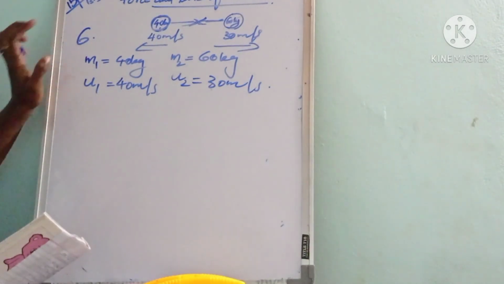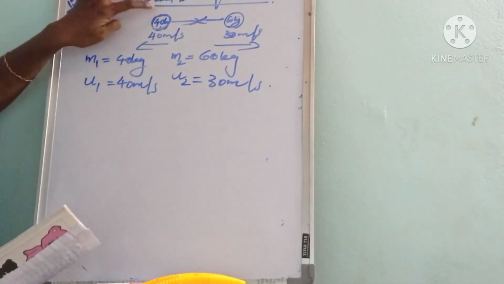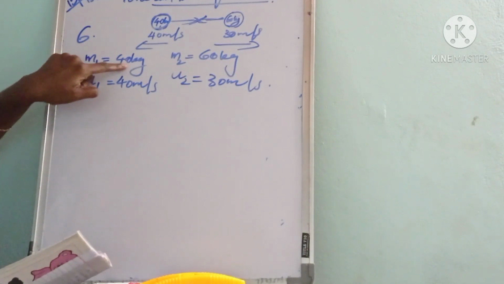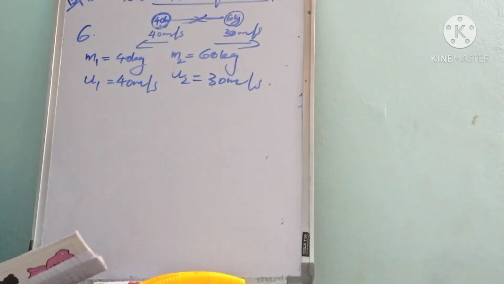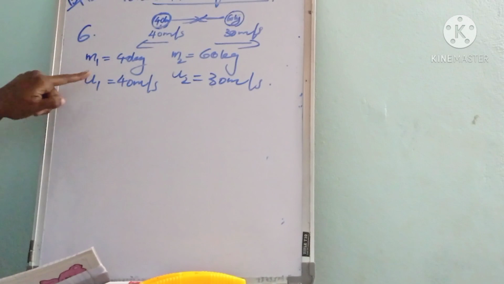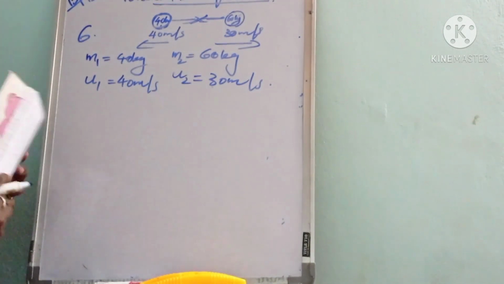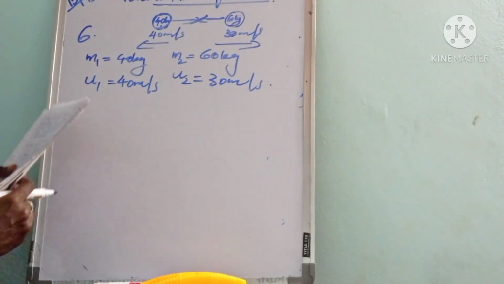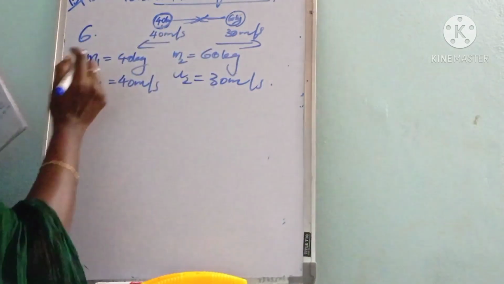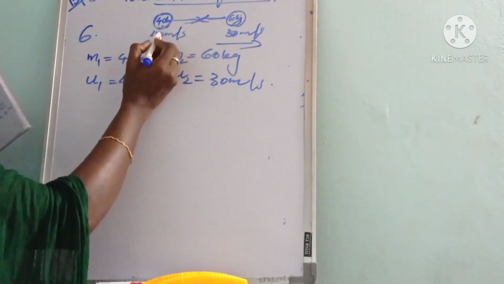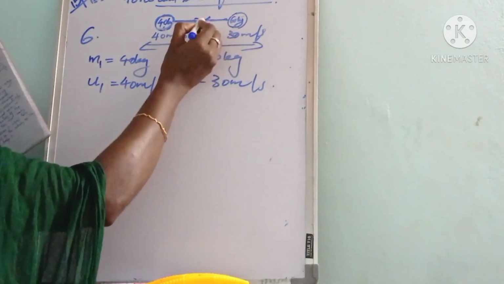Here we have two bodies having masses 40 kg and 60 kg. The mass of the first body is represented as m1, equal to 40 kg. The mass of the second body is represented by m2, that is 60 kg. Then the velocity of the first body u1 equals 40 meter per second, and the velocity of the second body u2 equals 30 meter per second. These two velocities are not in the same direction. The velocity of the first body is in this direction, but the velocity of the second body is in the opposite direction.